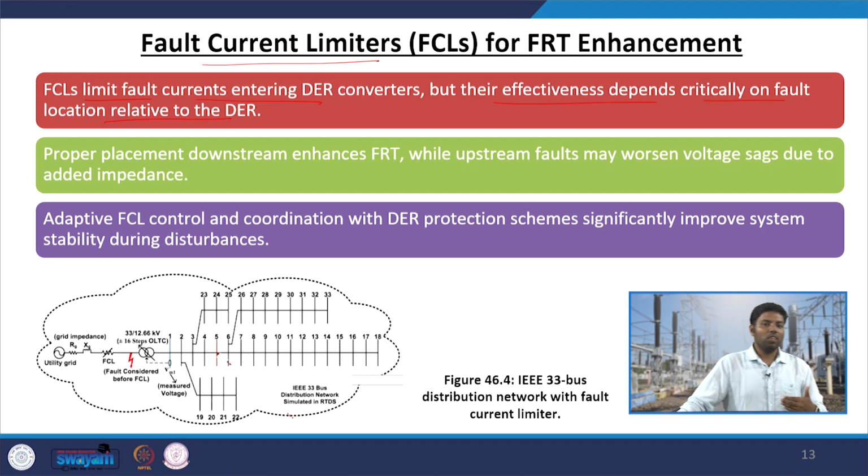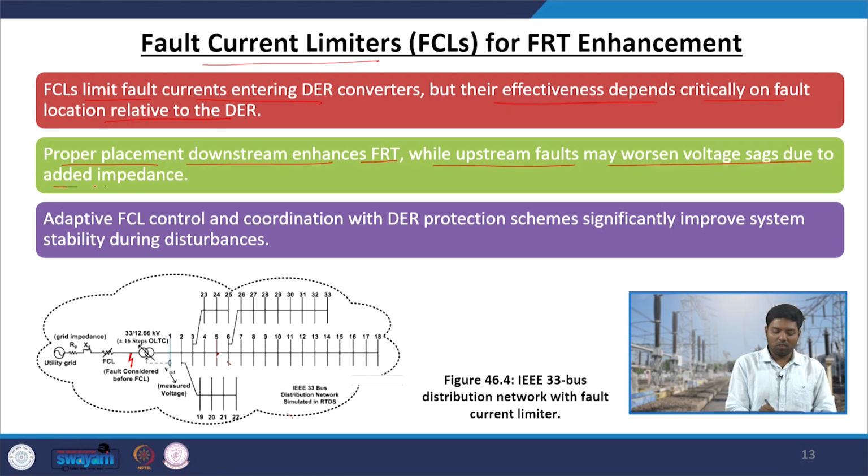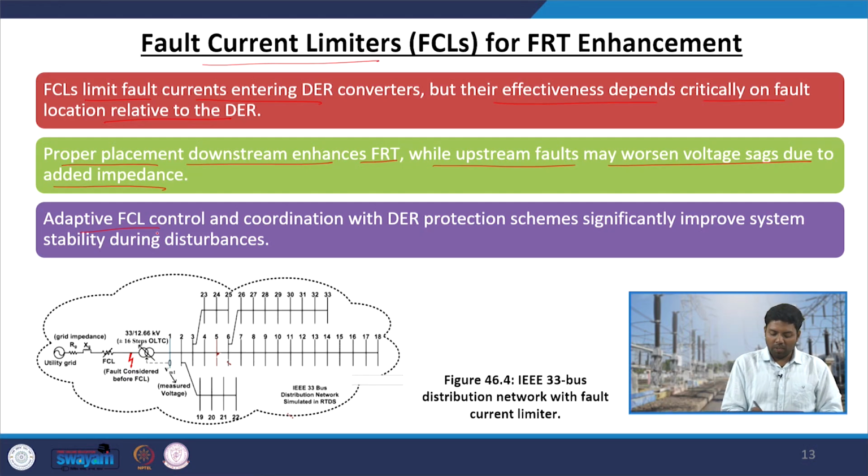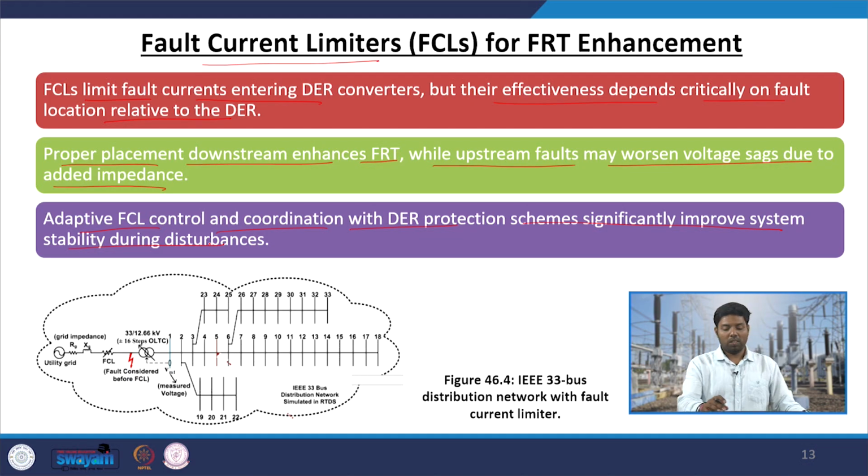That means the fault current should traverse through the fault current limiter and then enter the DER. If that is the case, then only your FCL is good, otherwise that FCL will not operate. So, proper placement downstream enhances the FRT, while upstream faults may worsen the voltage sags due to the added impedance. So, you have to choose wisely where to put your fault current limiter. Adaptive FCL control and coordination with DER protection schemes significantly improve system stability during disturbances.